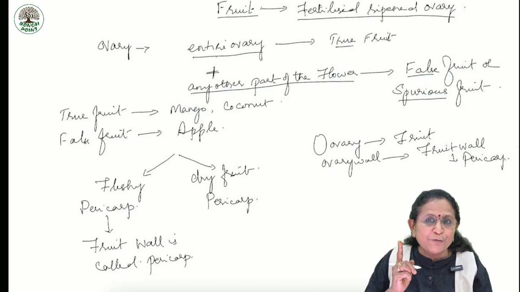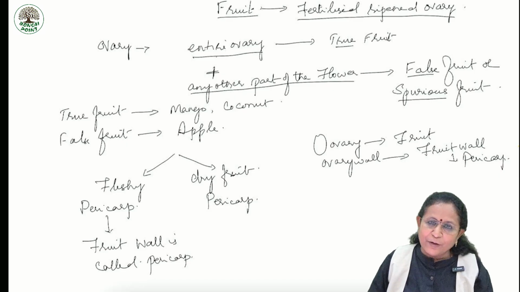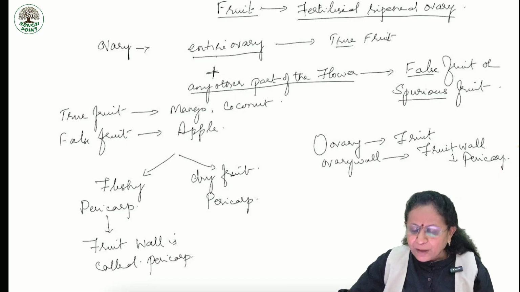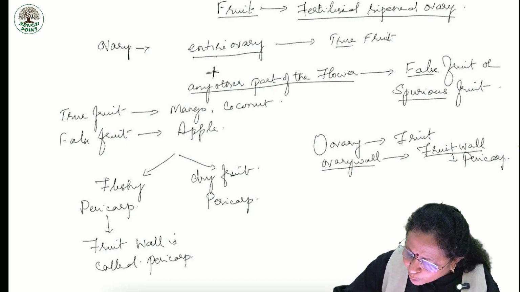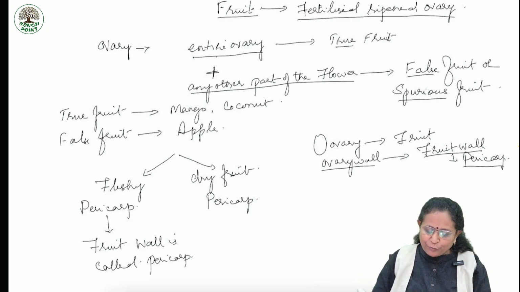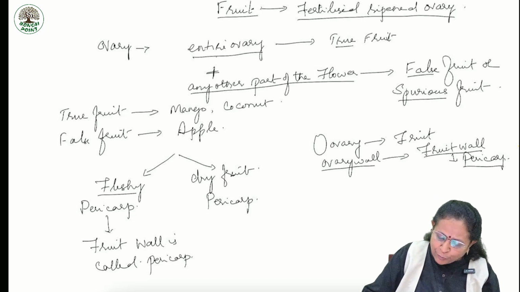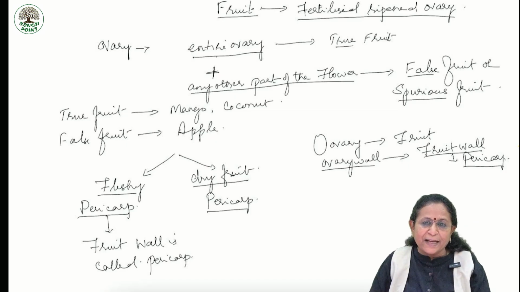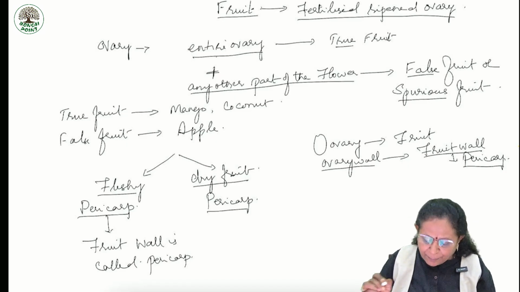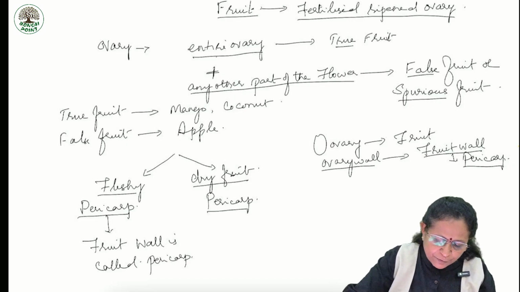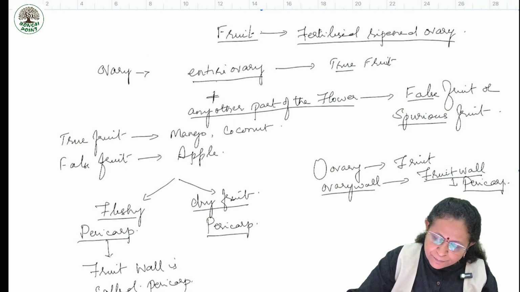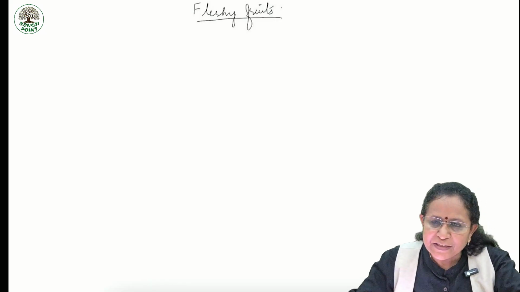That is with reference to fleshy fruit I am telling. So, pericarp is fleshy. Okay. So, what was I telling? Ovary changes to fruit, ovary wall changes to fruit wall or pericarp. So, fleshy fruits and dry fruits are the two types of fruits based on the water content present or absent in the pericarp. Is it clear? Let me tell the other details of the fruit. Yes, students, let me continue.